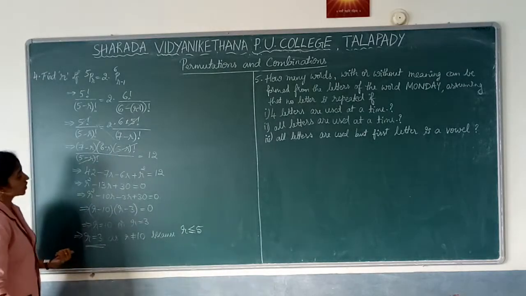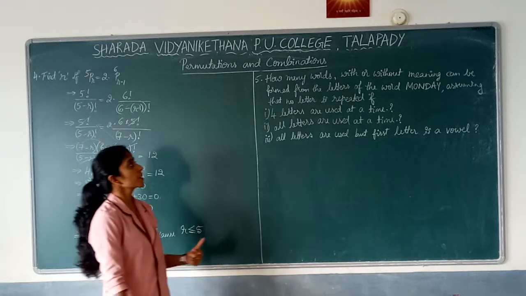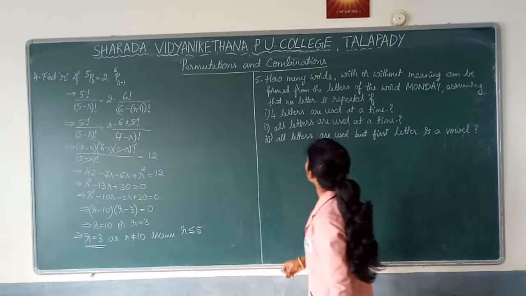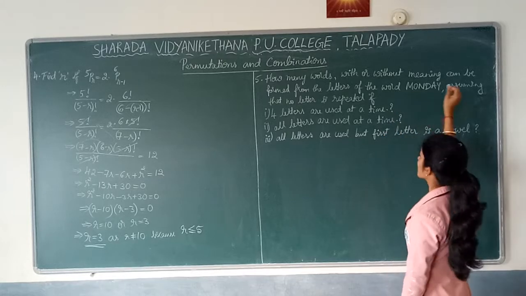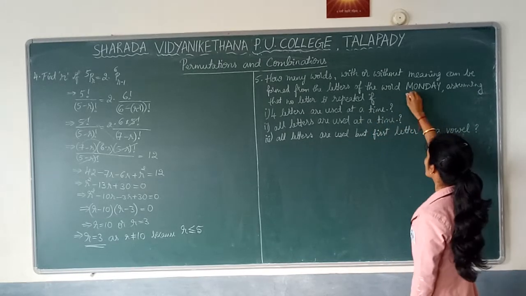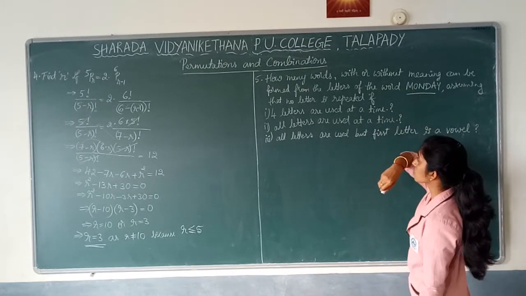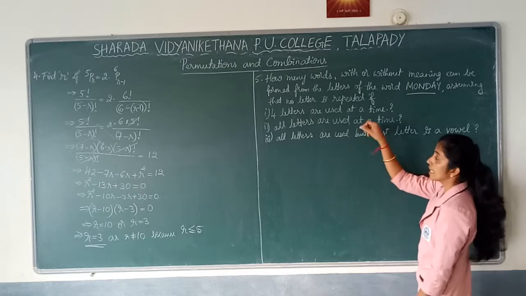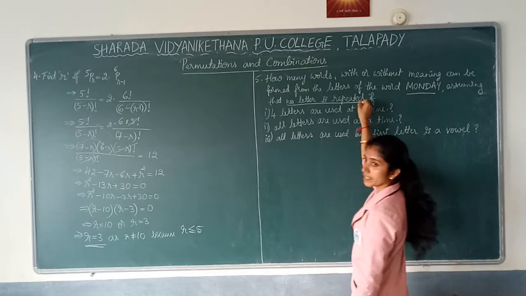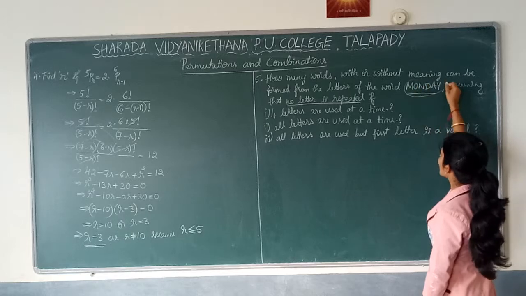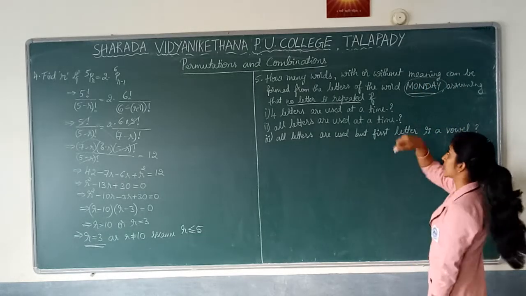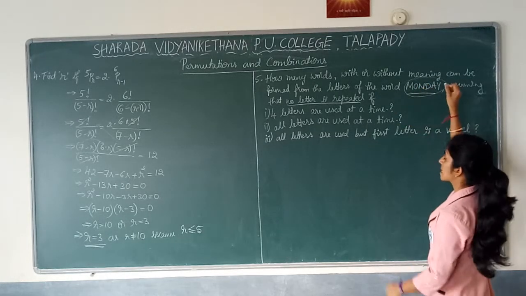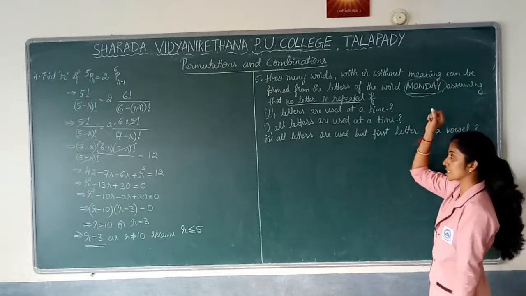So therefore we get the value of r is equal to 3 itself. Now let's move on to the next problem. How many words with or without meaning can be formed from the letters of the word Monday, assuming that no letter is repeated? Okay, letters cannot be repeated, right? So here in Monday, we have how many letters? In this word we have 6 letters, and all 6 letters are different, right?